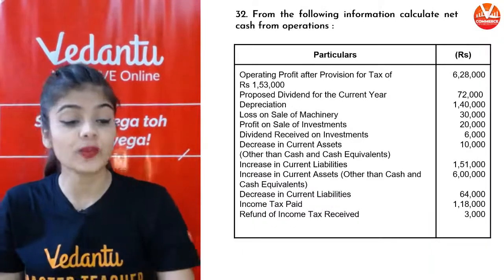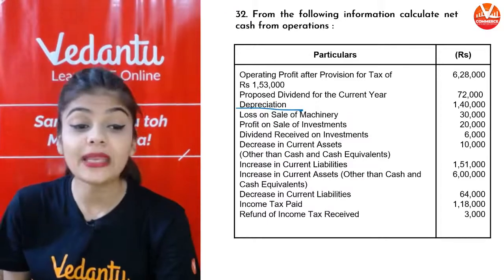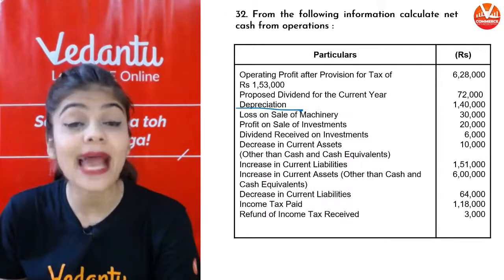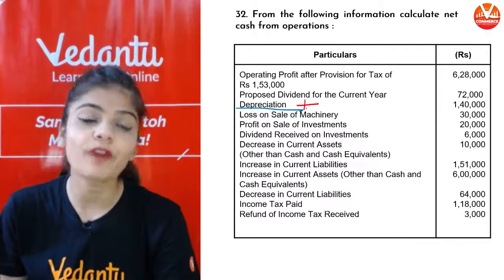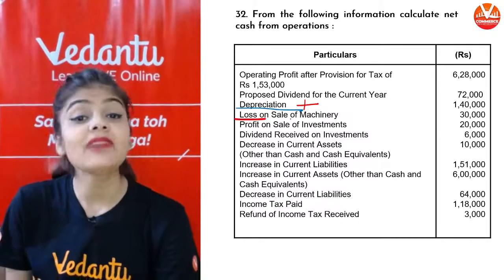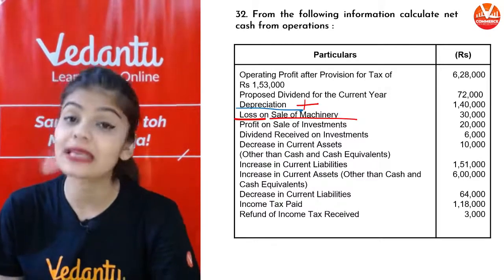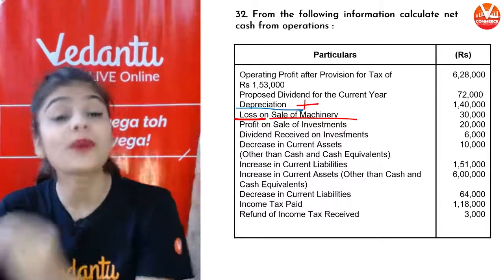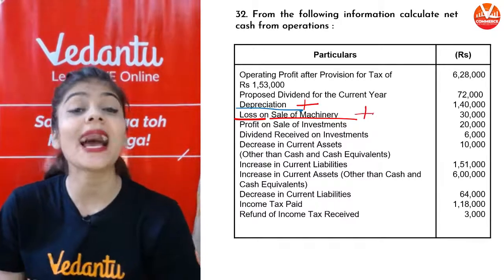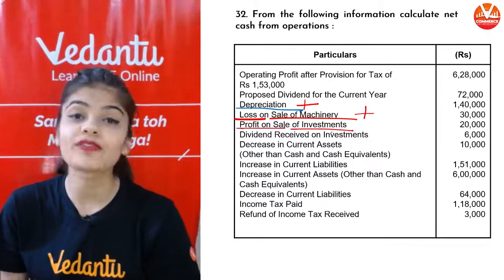In the question we have depreciation. Depreciation is a non-cash expense. It will be added in the net profit before tax. Then we have loss on sale of machinery. It is again a non-operating expense. It will be added. Then we have profit on sale of investment.